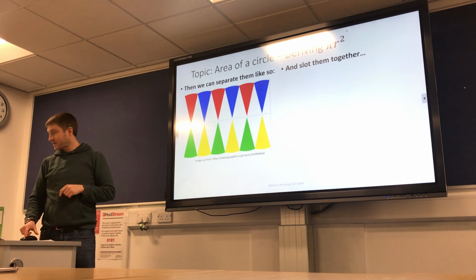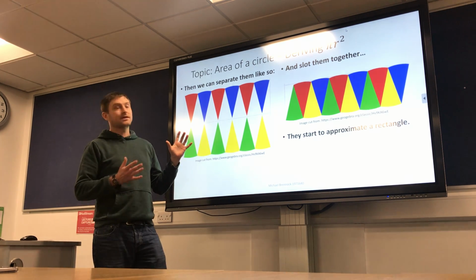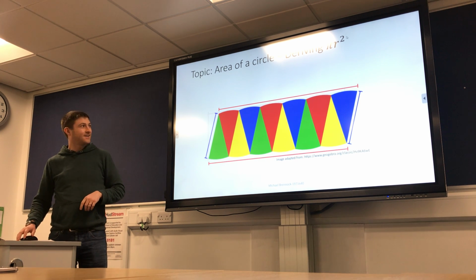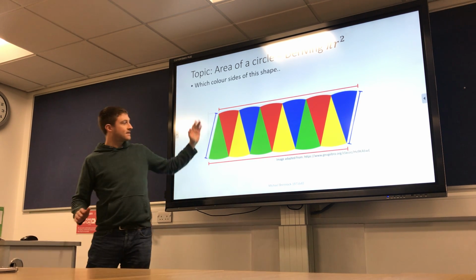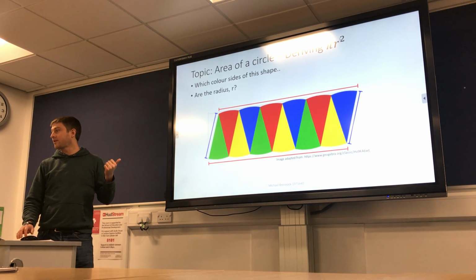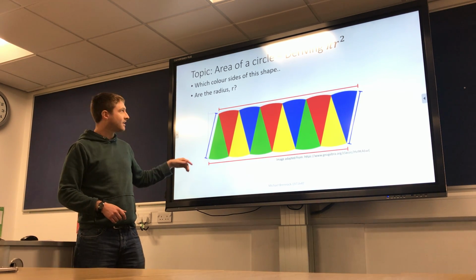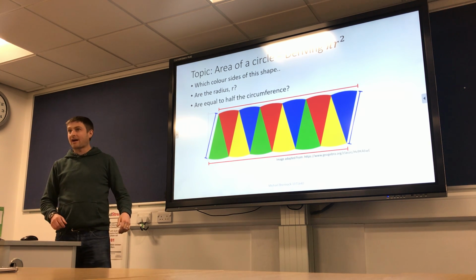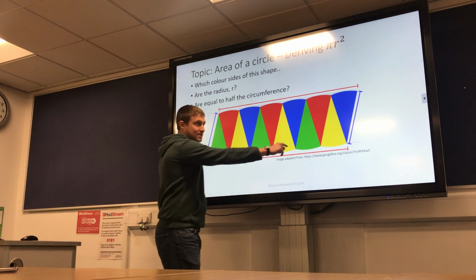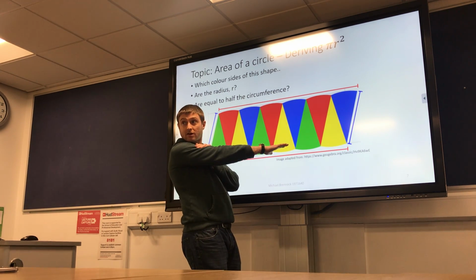Then we can slot them together like that. This now approximates a rectangle. It's getting close to a rectangle. We can see we have a side, with the 4 sides, of course. Thinking back to what we did earlier, which color, red or blue, is the radius? Blue is the radius. And the red ones are half the circumference, because this is the outside of the circle, and it's split in 2. So this red line is half the circumference.